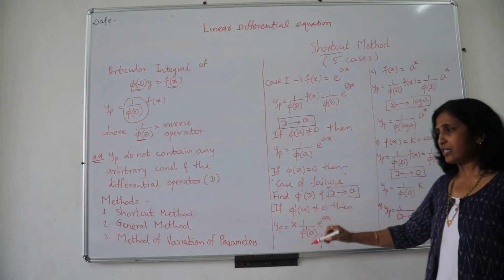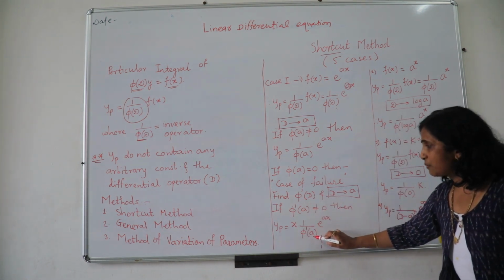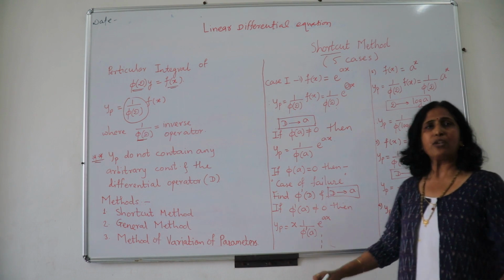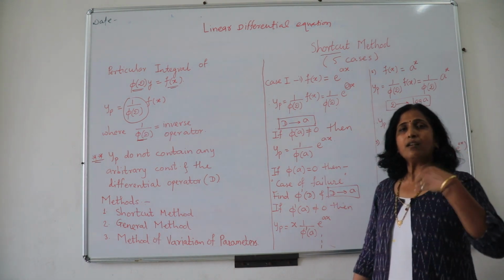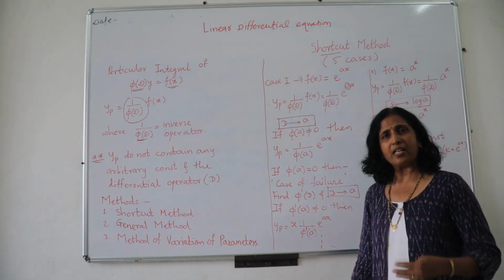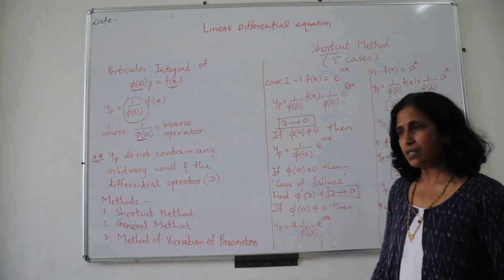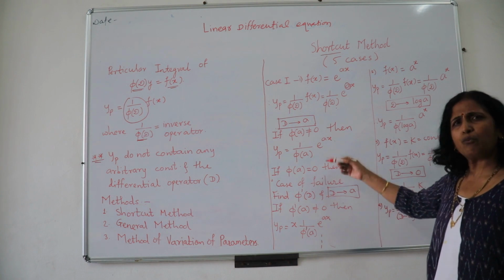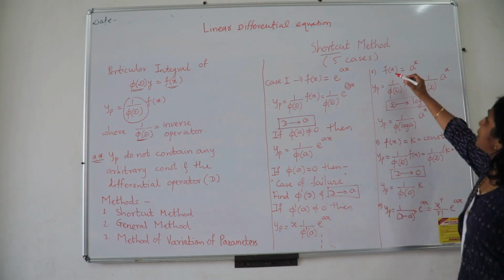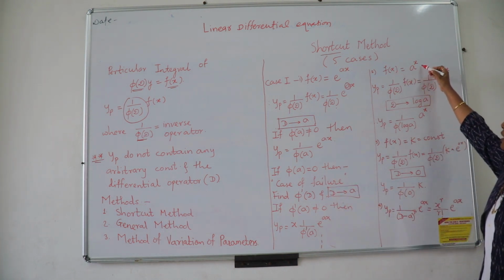And the same process: suppose phi dash a is becoming 0, then once again I will go for the second derivative. Then I have to multiply by x square, and so many times the process will continue till the derivative becomes non-zero. So this is your first case and one of the basic cases here. Then the second one is f(x) is equal to a raised to x.